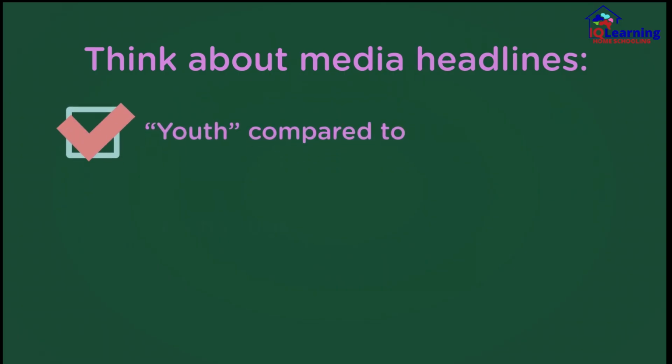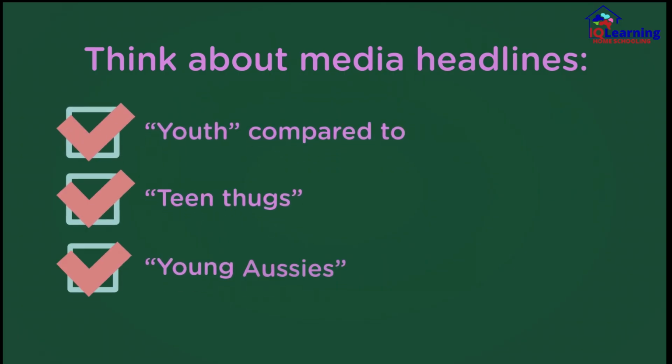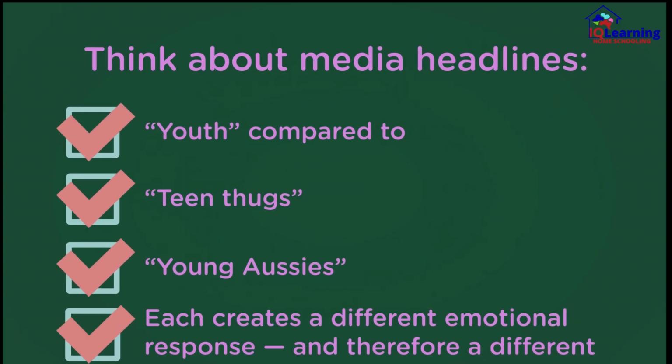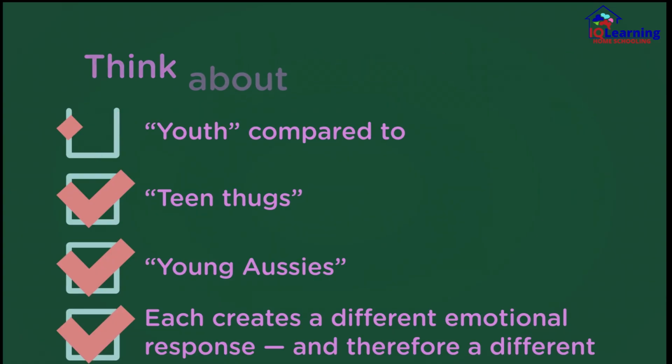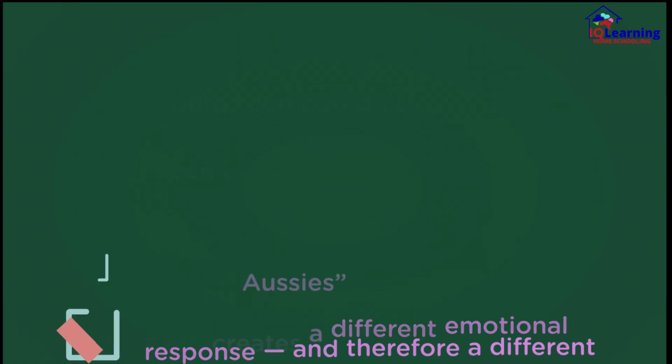Australian example. Think about media headlines. Youth compared to teen thugs, young Aussies. Each creates a different emotional response, and therefore a different social meaning.